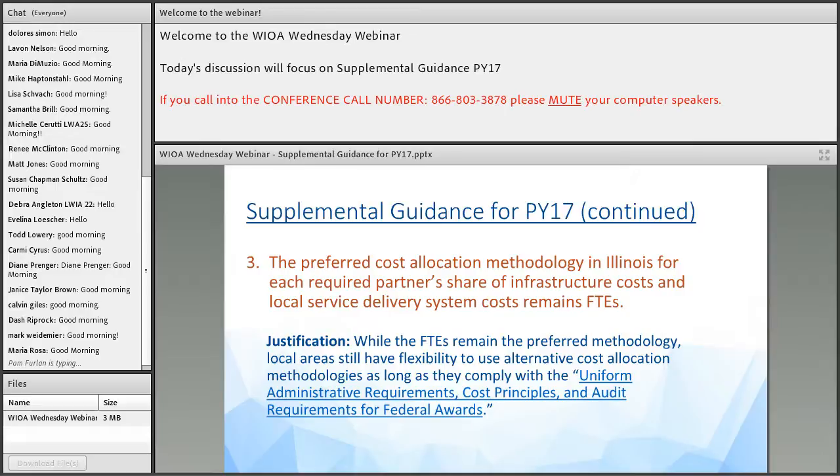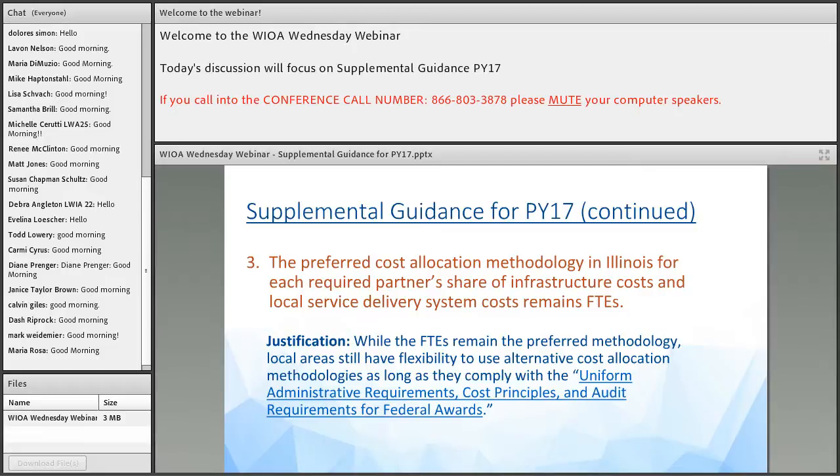Okay. So the third item in the supplemental guidance for this coming program year is that the allocation methodology in Illinois for sharing infrastructure costs and local service delivery system costs remains FTEs. The justification for that is that the local partners and the required partners still have local flexibility to use alternative methods for allocating the costs of infrastructure and shared system costs, as long as they comply with the uniform administrative requirements in the Omni Circular.